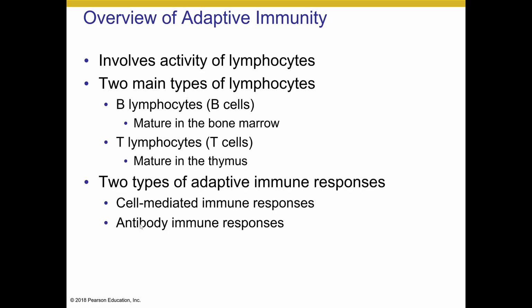So the main cells that come into play during the adaptive immune response are lymphocytes. We have B lymphocytes or B cells, and we have T lymphocytes or T cells. Both of these are a type of white blood cell, so they are both produced in the bone marrow. But in order to respond in the immune process, they need to mature. And where they mature is why and how they're named. B cells will stay in the bone marrow and mature there. T cells will leave the bone marrow and go to the thymus, and that's where they mature.